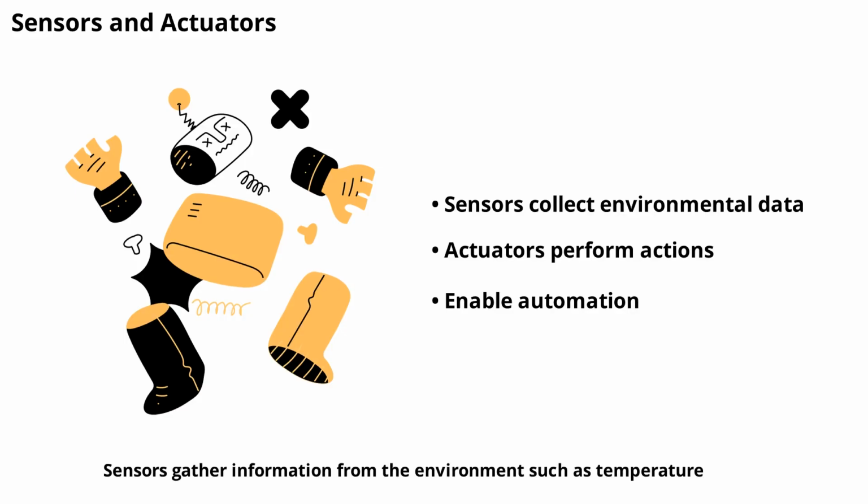Sensors and actuators are the heart of IoT devices. Sensors gather information from the environment, such as temperature, humidity, motion, or light. Actuators, on the other hand, perform actions based on the data received, like turning on a fan or locking a door. Together, they enable devices to not only sense what's happening around them, but also to respond intelligently. This combination is what allows IoT systems to automate tasks and improve efficiency in countless applications.